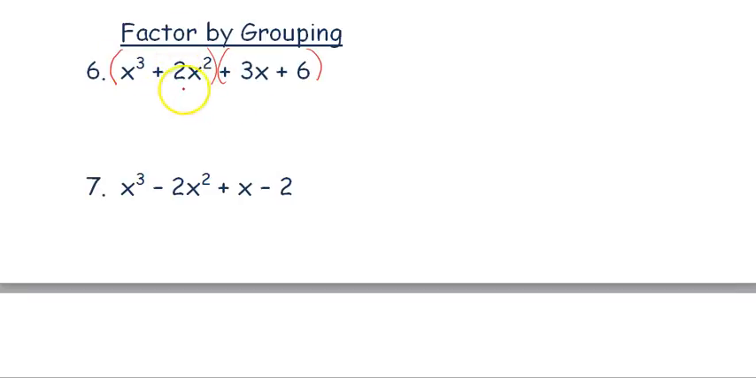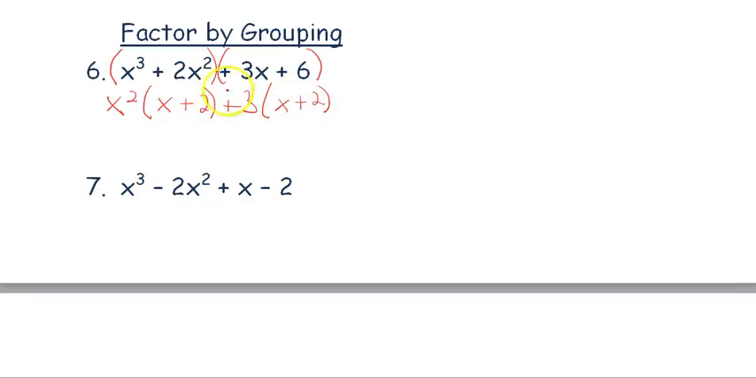So I'm just looking at these 2 to begin with, and they have an x squared as their GCF. So I'm going to pull out an x squared, and that's going to leave me with x plus 2. Okay. Then I come over here and I say, okay, what's the GCF between 3x and 6? And that would be a 3. So I'm going to have a 3. If I take that out, that leaves me with x plus 2. And because it was a positive 3, I'm going to put a plus right here.